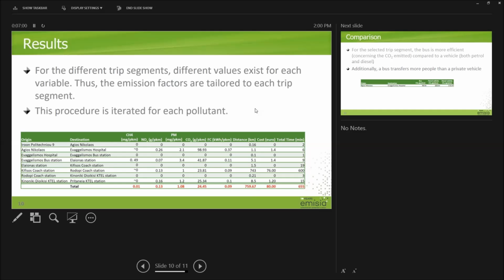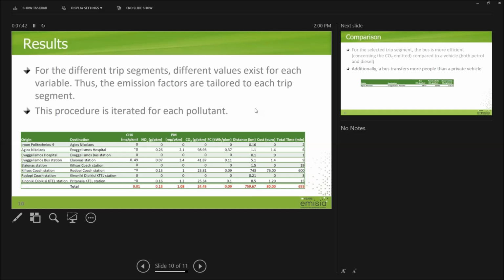So if we go back to our case study, we see here that for the different trip segments, different values exist for each variable. Thus, the emission factors are tailored to each trip segment. So we calculate the emissions first, and then the indicator, which is, as we already said, in grams per passenger kilometers, and then we iterate this whole procedure for each pollutant, and we can come to the result of the total emissions expressed in grams per passenger kilometers for this whole route.